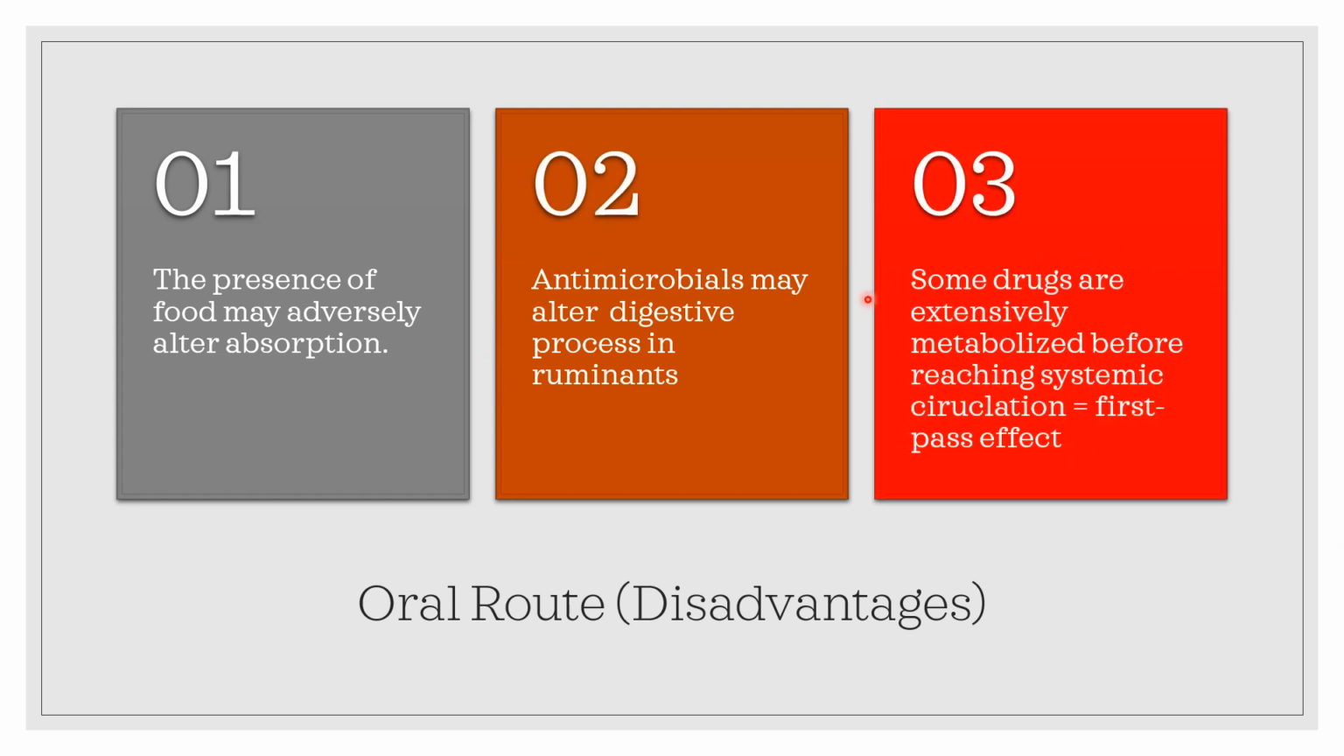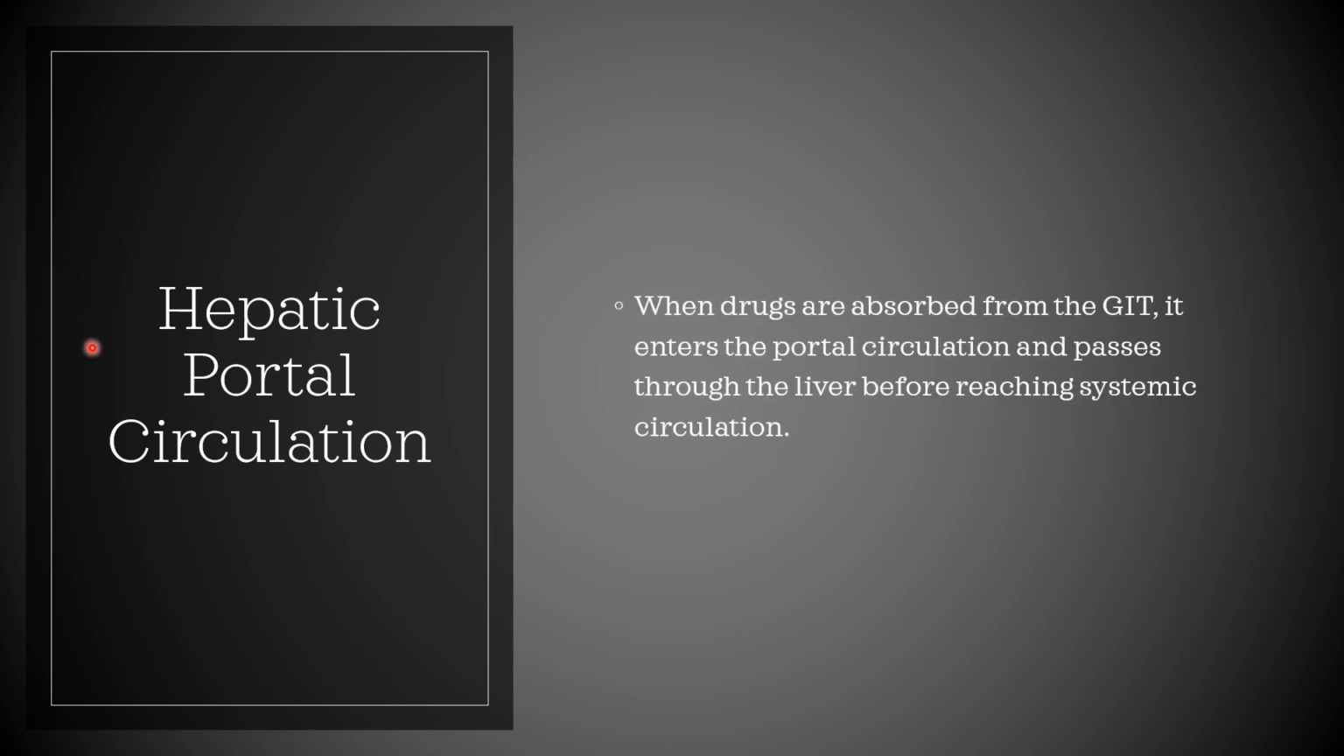And some drugs are extensively metabolized before they reach the systemic circulation, and this is known as the first pass effect. So what is this first pass effect? Before we describe the first pass effect, let us first understand the hepatic portal circulation. When drugs are absorbed from the GIT, or the gastrointestinal tract, they enter the portal circulation and pass through the liver before reaching the systemic circulation.